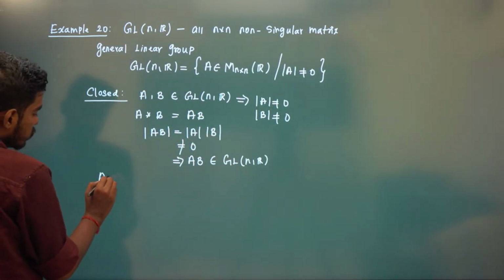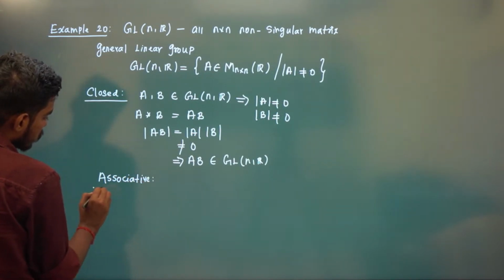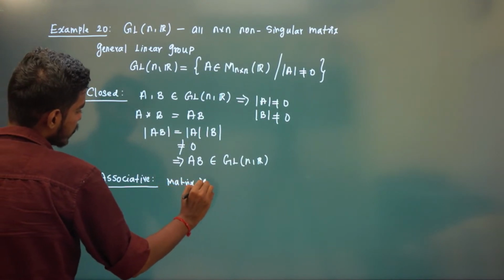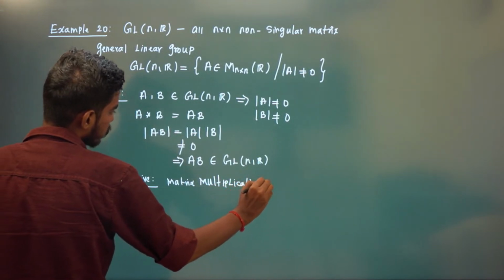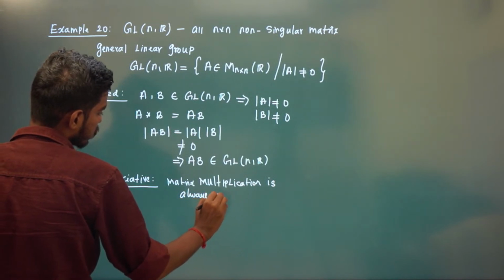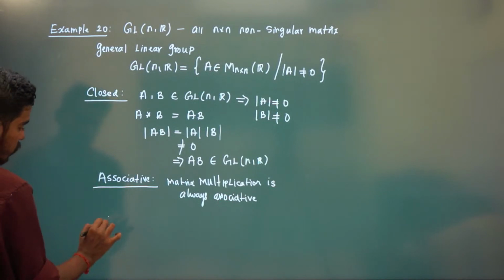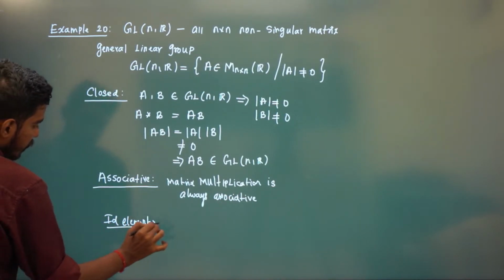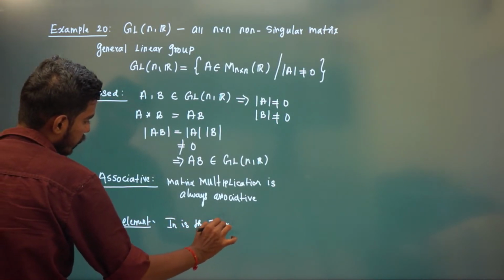And associative: matrix multiplication is always associative. And what about the identity element? Again, the identity matrix will serve as the identity element. So I_n, the identity matrix of order n, is the identity element.